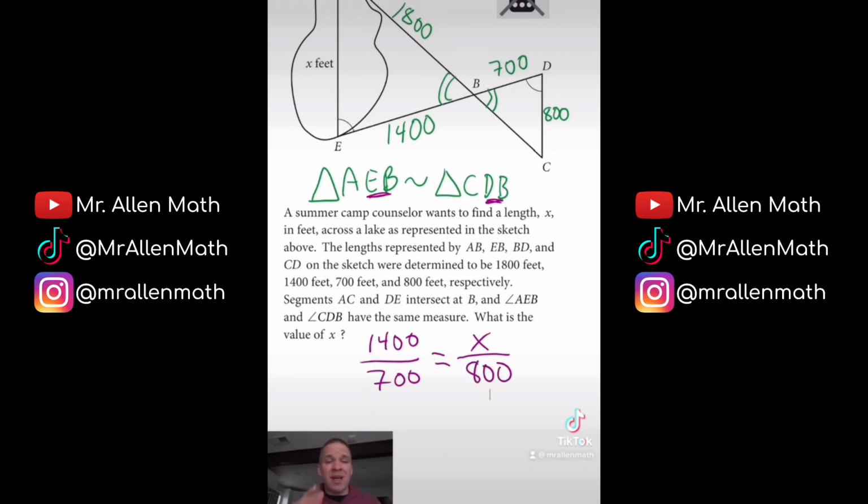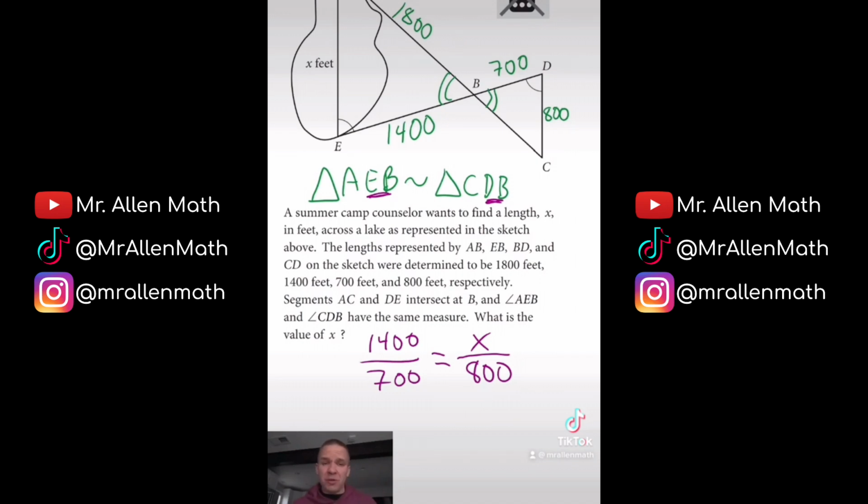Whenever I set up a proportion, I always double check things and say, okay, well, the 1,400 is for my large triangle as well as the x. Large triangle's up top, and then my smaller triangle is down in my denominator. And then when I look at the 1,400 and the 700, those are the corresponding sides of the two similar triangles, and the x and the 800 are also corresponding sides. So we're agreeing going across, we're agreeing going up and down. Boom. Let's cross multiply and solve.